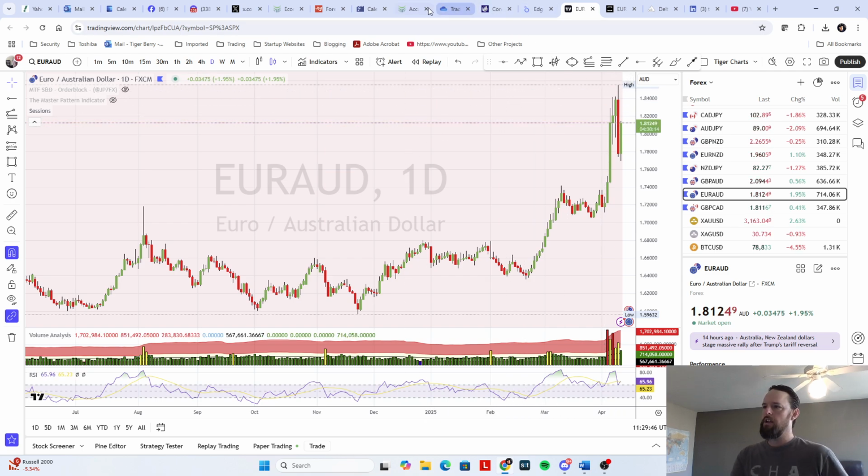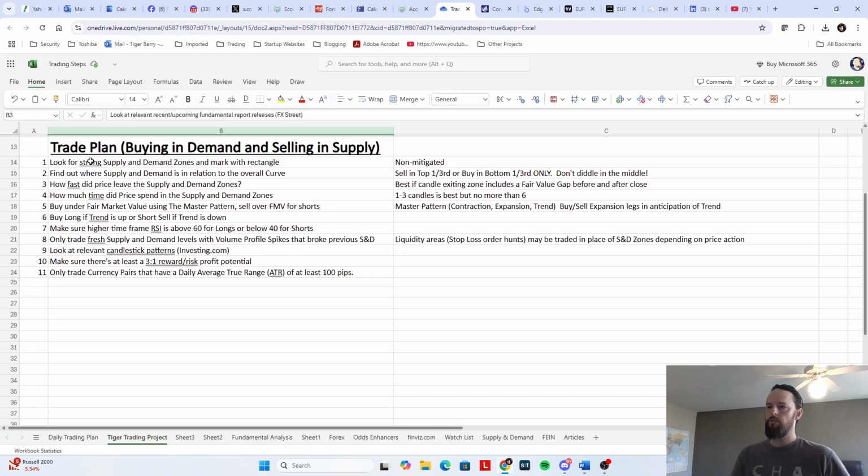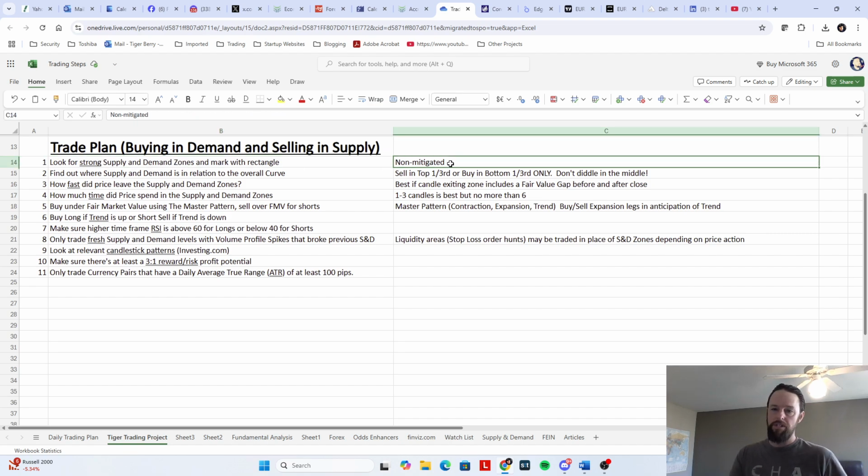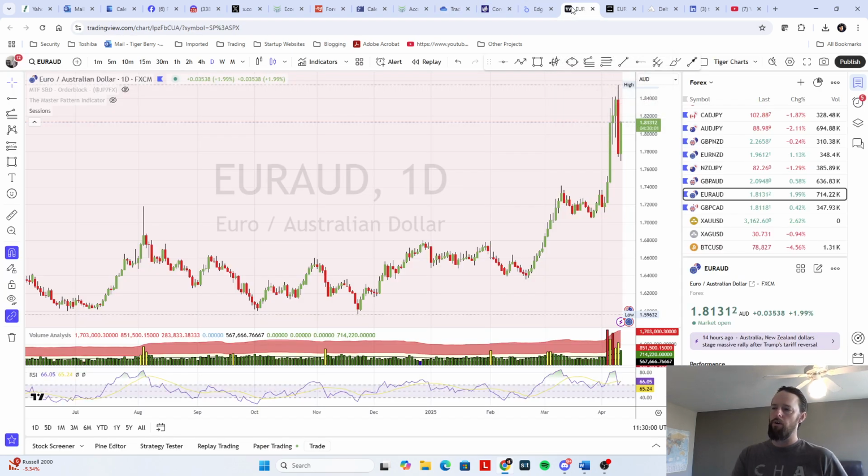Okay, so let's take a look at step number 1. Look for strong supply and demand zones and mark with a rectangle. Non-mitigated, again, that just means it has not been touched. So let's go take a look and find a supply and demand zone. Now, where do I look for supply and demand zones?